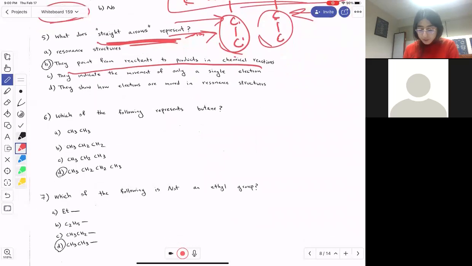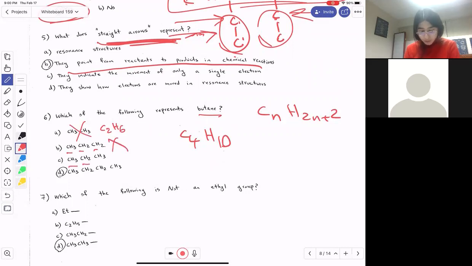Which of the following represent butane? C4H10, right? CnH2n plus 2. So it would be C4. So this is C2H6. This is not. You should have 4 carbons. Do you have 4? No. Do you have 4? No. Do you have 4? And then the number of hydrogens, are they 10? Add them up, like 3 plus 2 plus 2 plus 3 would be 10.